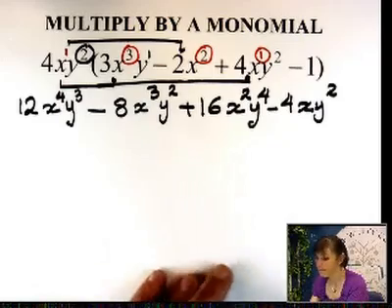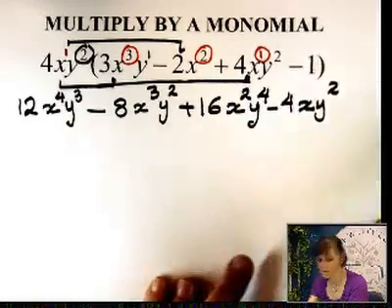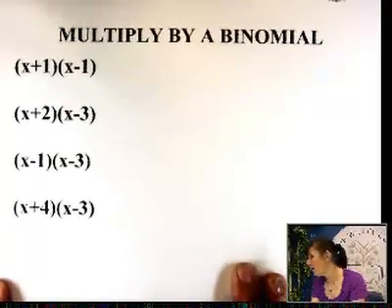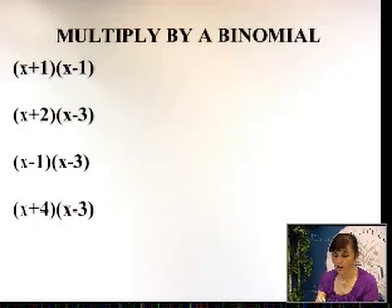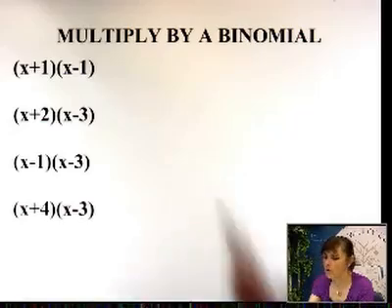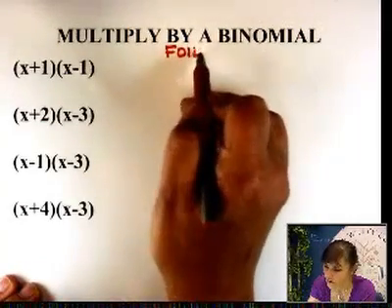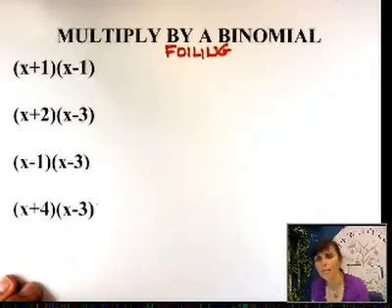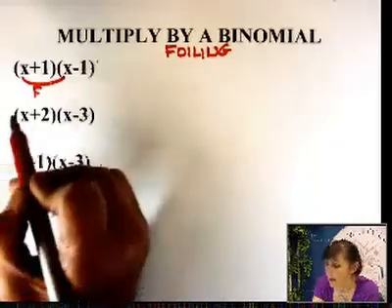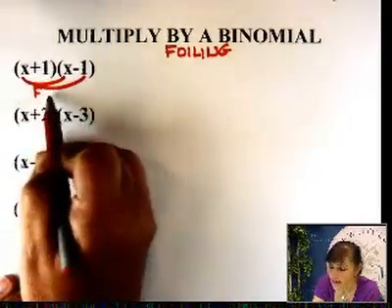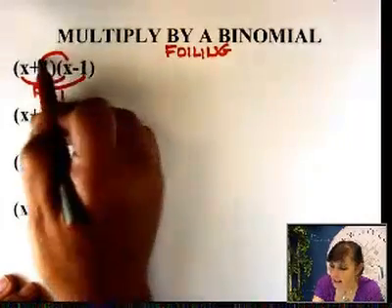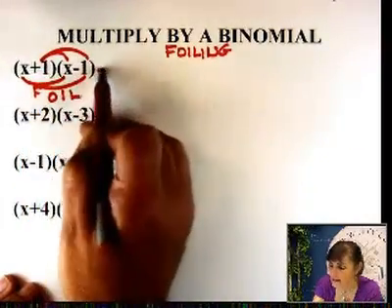All right. This is multiplying by a monomial. Multiply by a binomial. I'm going to do some special cases. This guy, x plus 1 times x minus 1. I'm going to show you the foiling. This is used for binomial multiplication. F stands for first, and O stands for outside. I stands for inside, and L stands for last.